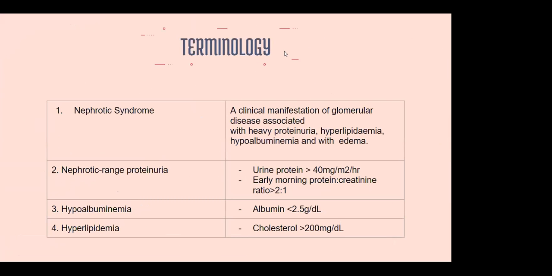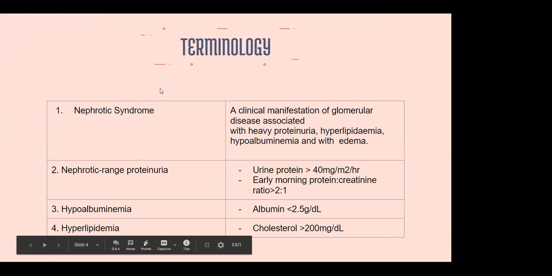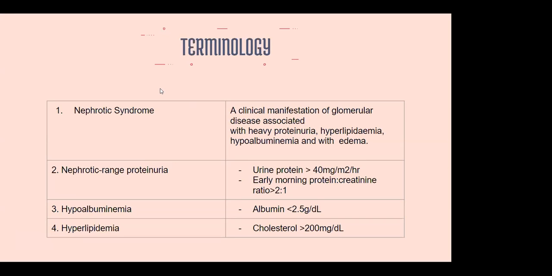So all the terminology I take from Nelson Pediatrics. Based on Nelson Pediatrics, nephrotic syndrome is defined as a clinical manifestation of glomerular disease associated with heavy proteinuria, hyperlipidemia, hypoalbuminemia, and with edema. The second one is nephrotic range proteinuria. The urine protein must be more than 40 milligram per hour, and the early morning protein creatinine ratio must be more than 2 to 1.